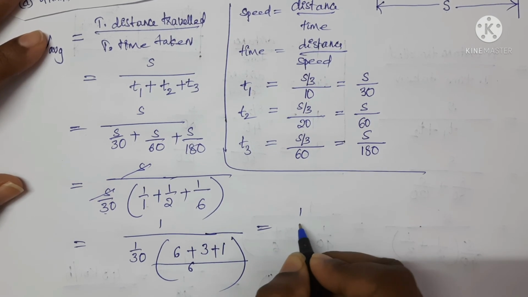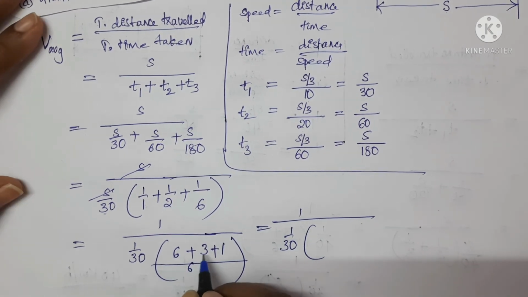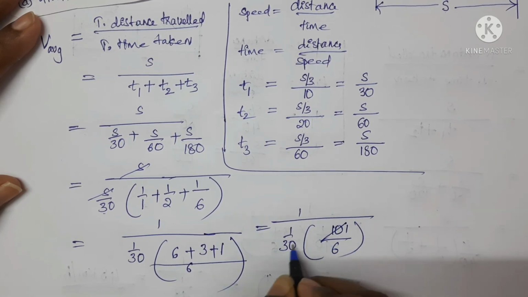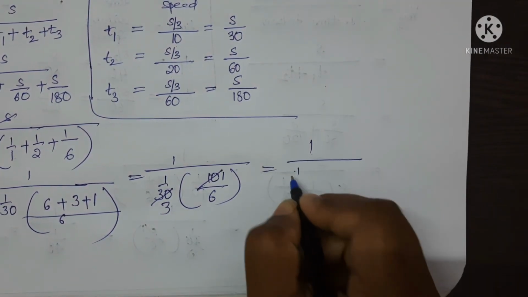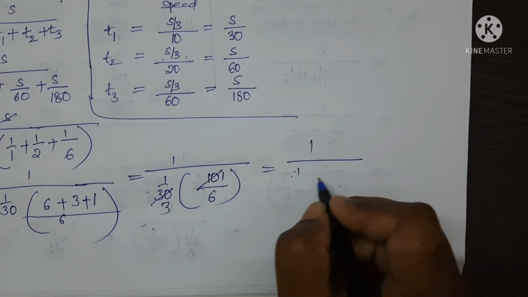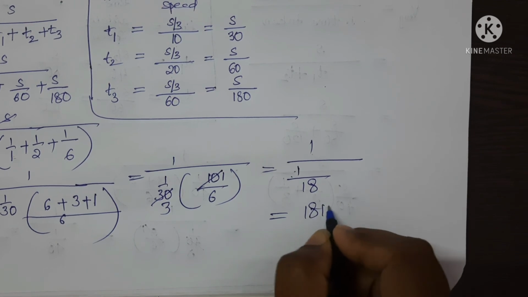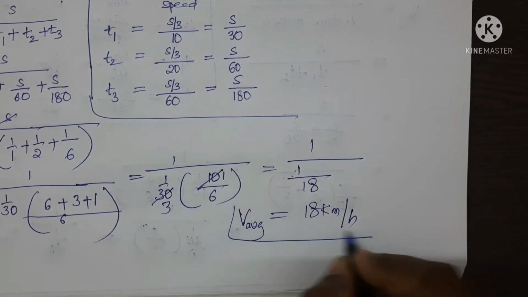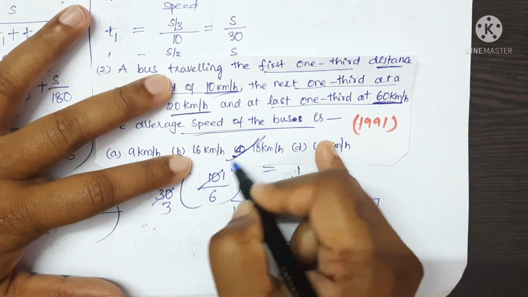Which is equal to 1 upon 1 by 30 into 6 plus 3 9 plus 1 10 upon 6. 10 1s are 10 and 3 10s are 30, which is equal to 1 upon, here 3 6 are 18. So 1 by 18, which is equal to 18 km per hour. So we got average speed of the bus as 18 km per hour. See here, this is the correct option.